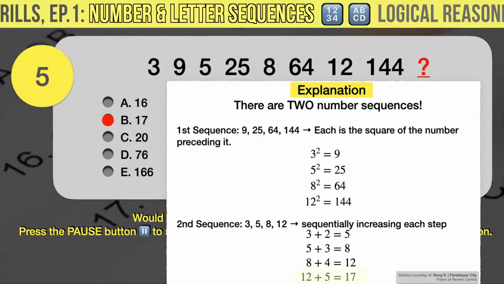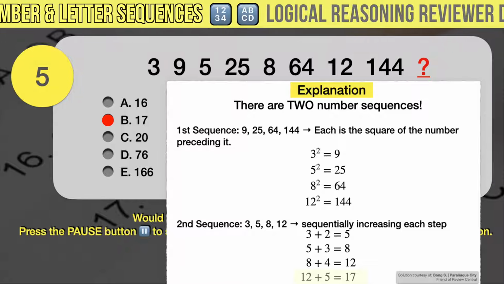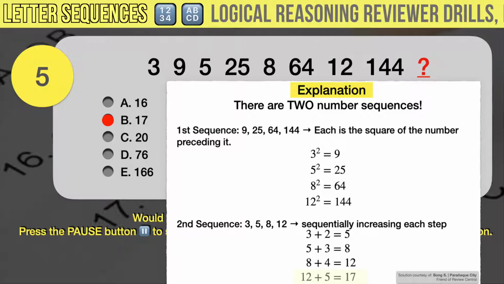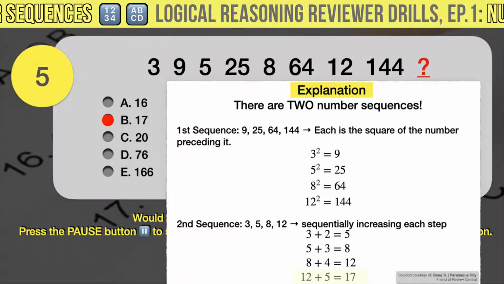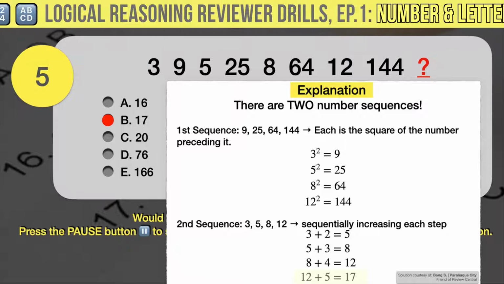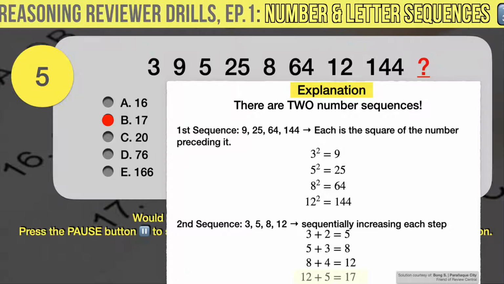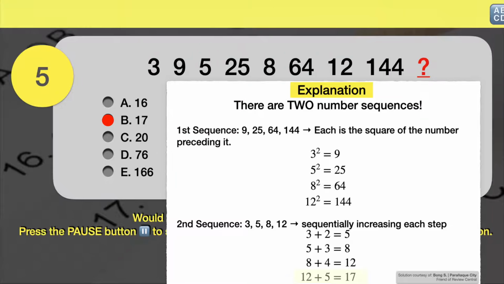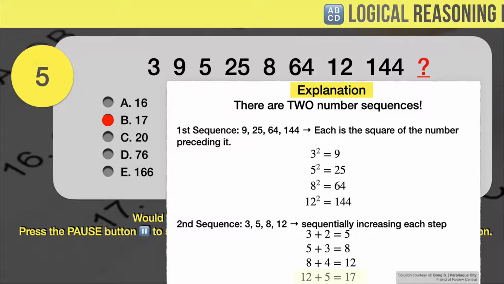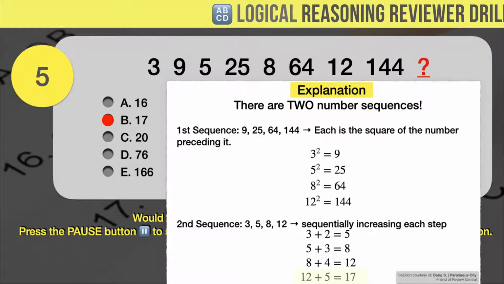In the second subsequence, there is a sequential relationship between the first and third number, the third and fifth number, the fifth and seventh number, etc., as follows. 3 plus 2 equals 5. 5 plus 3 equals 8. 8 plus 4 equals 12. Therefore, 12 plus 5 equals 17, the next number in the sequence. If we continue with the sequence further, the next number after 17 should be its square, 289, and then 23, that is, 17 plus 6, etc.